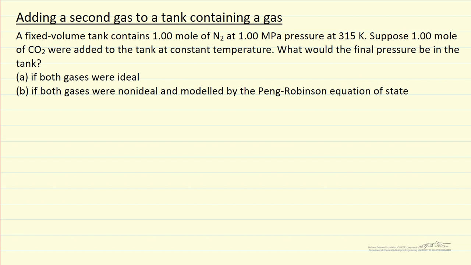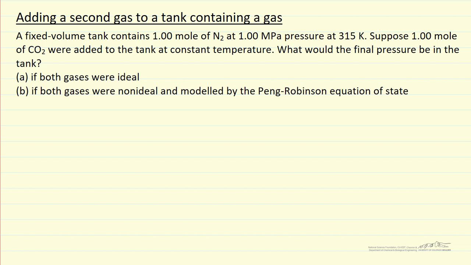In this example, we're looking at a fixed volume tank. It starts out with a mole of nitrogen at 1 megapascal pressure, 315 Kelvin. And then what we want to do is add a mole of carbon dioxide to the tank at the same temperature. And the question is, what's the final pressure under two possibilities?